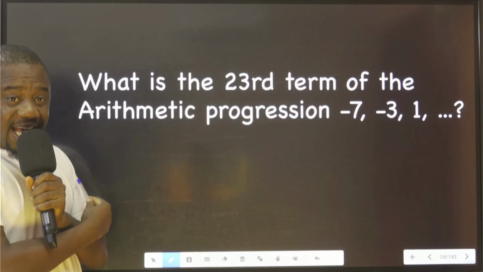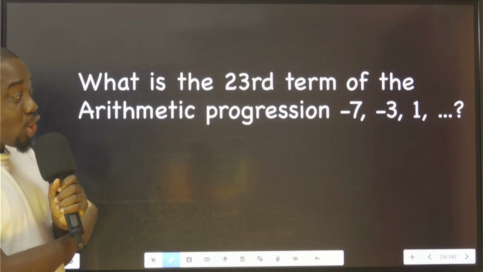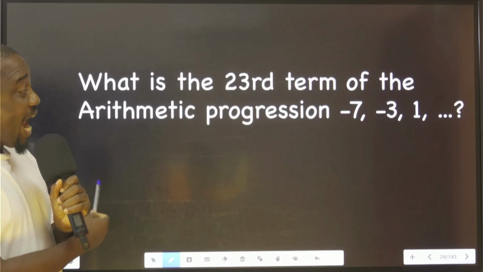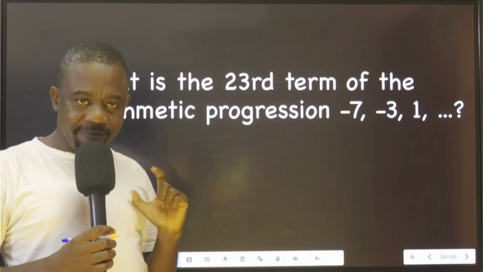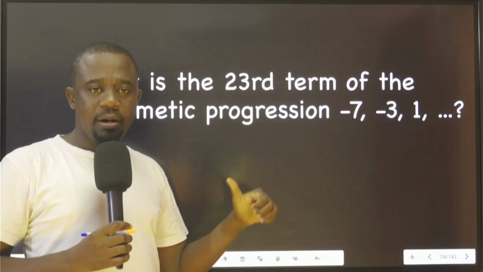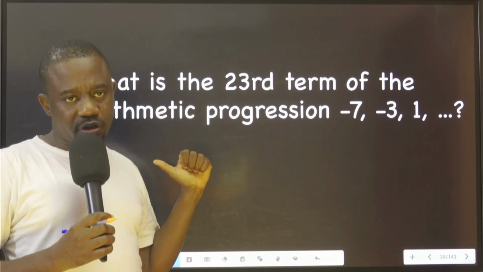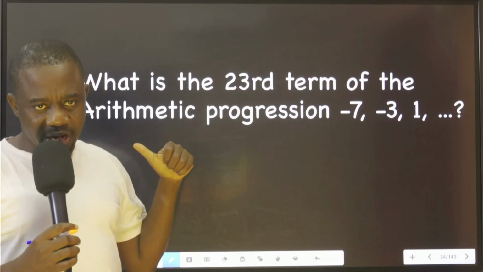Look at this. It says, what is the 23rd term of the arithmetic progression? This is the first example we're going to look at. Remember, we just finished with the introduction. If you have not seen that video, go back and look at the video.